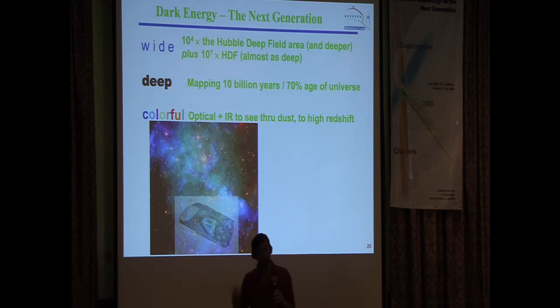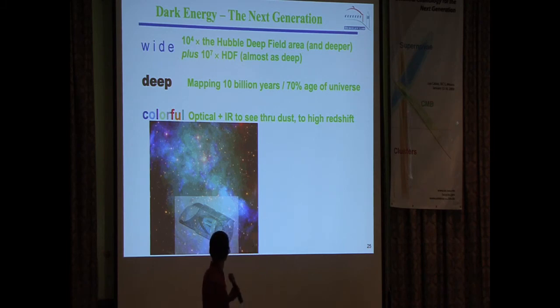Okay, so the plans for actually doing these space-based dark energy experiments are doing a wide survey. So you want a survey that's of order 10 to the 4th times the Hubble Deep Field, even deeper, and then a survey that's almost as deep, but about 10 million times wider. So that's pretty impressive. You want to map deeply back in the history of the universe, and you want to do it over multiple wavelengths.